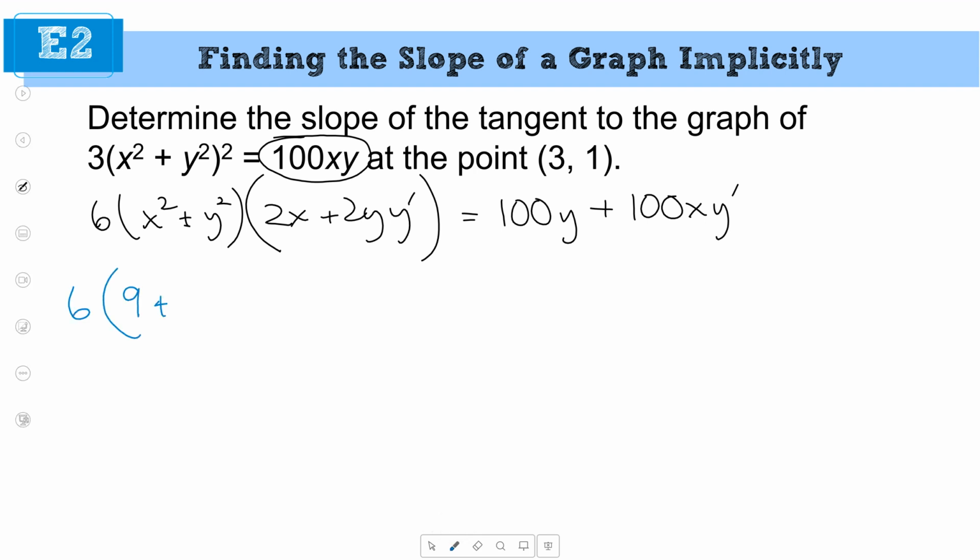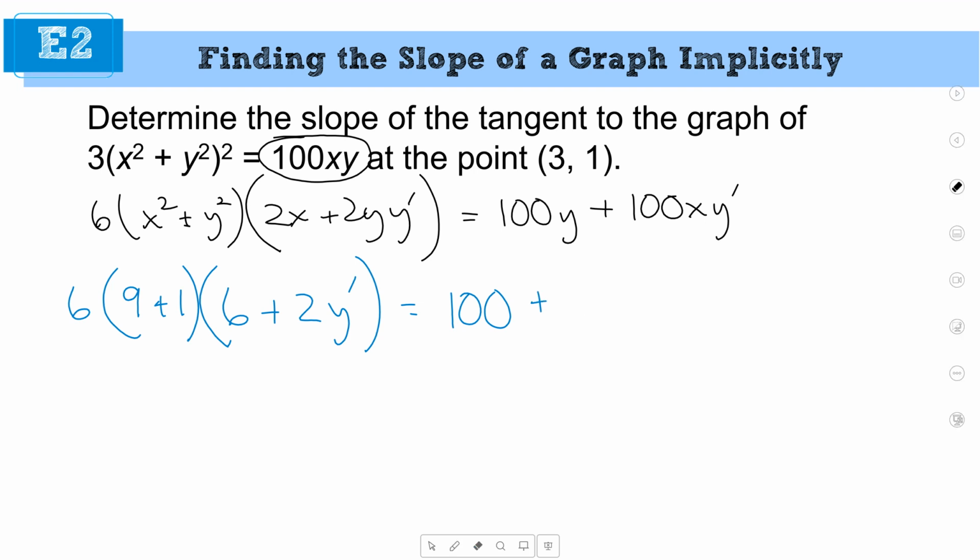6 times (9 plus 1) times (6 plus 2y prime) is equal to 100 plus 300 y prime. I would argue that that's a lot easier to simplify. Let's see. Let's do this. That can go away with that and that. See what I did there? What's the matter? Did I mess up somewhere? No, I'm just confused. Oh, okay, good. As long as I didn't mess up, that's good.